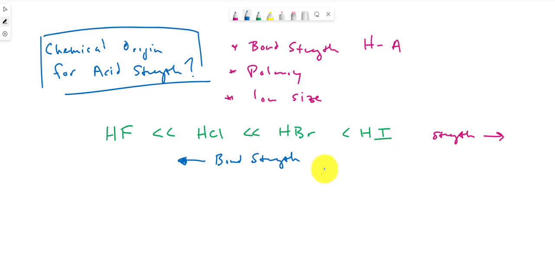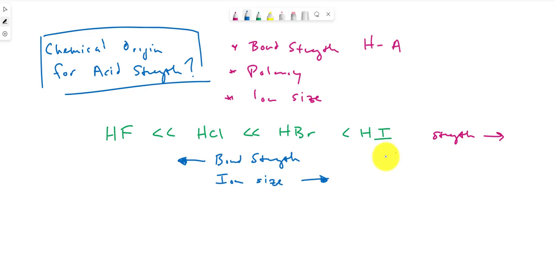And hopefully that intuitively tracks with the strength of the acid, because the acid strength is really how capable is that molecule of dissociating or donating that proton. Of course, it's going to be easier to donate that proton if the bond itself that's holding the proton to the ion is intrinsically weaker.